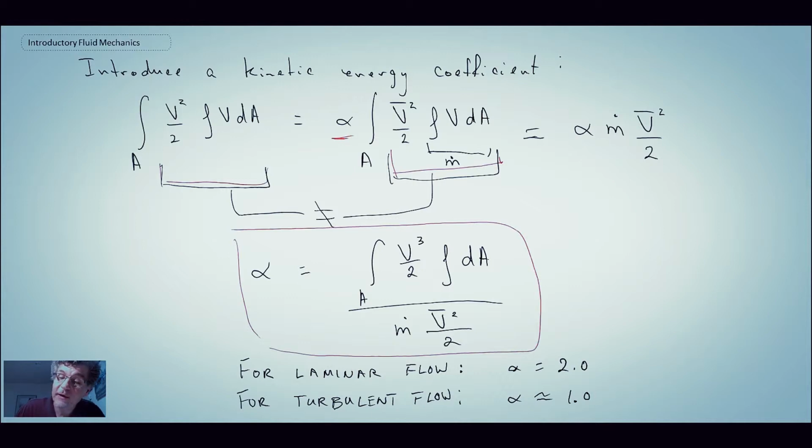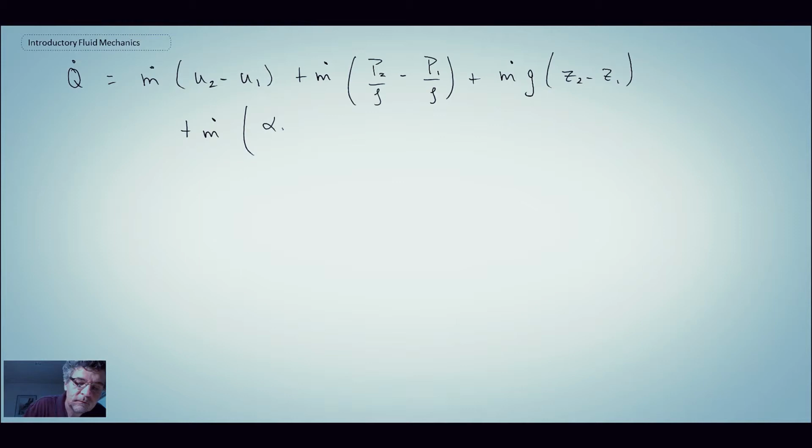So let's rewrite the energy equation with this new kinetic energy coefficient embedded within it. And so we get that expression there. What I'm going to do is divide by the mass flow rate and rearrange.